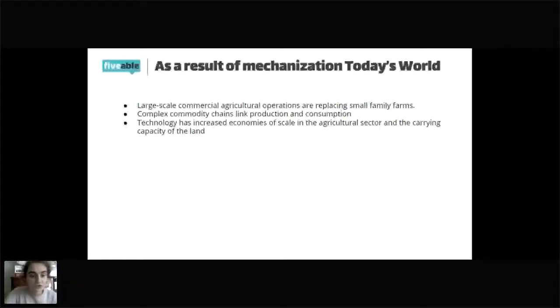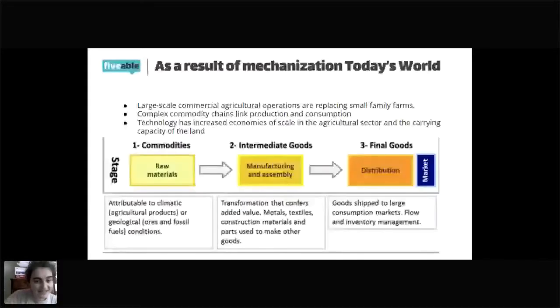Okay. So complex commodity chains are the process of producing a specific good. I have a diagram of this. Yeah. So there are 3 stages of this. The first is getting the raw material. An example of this would be getting raw materials.